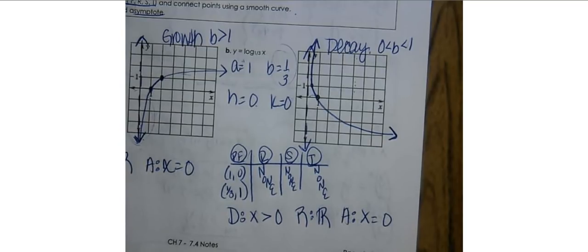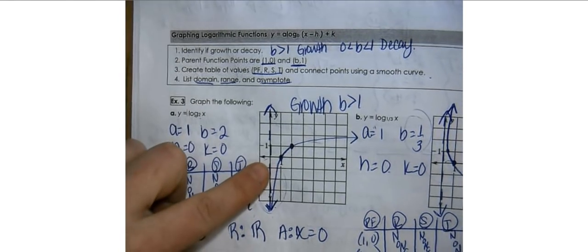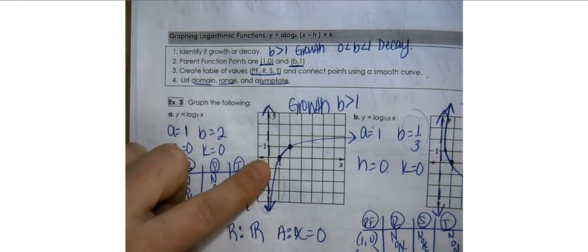All right, we have 2 more graphs, and in these 2 graphs, we're actually going to have a transformation. So for letter C, we have log base 3 of (x minus 1) plus 2. So in this case, my a value is equal to 1, my b value is equal to 3. That indicates that I'm going to have a growth function because my b value is greater than 1. So my growth function is going to look similar to this function that we have right here. It's going to have a similar shape.